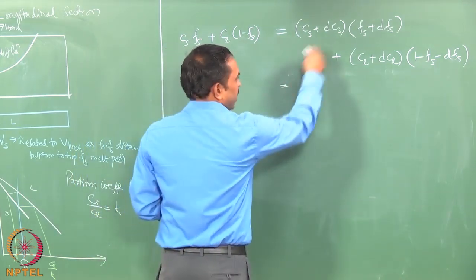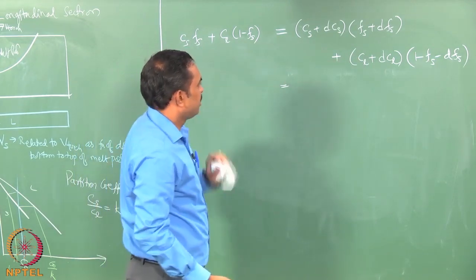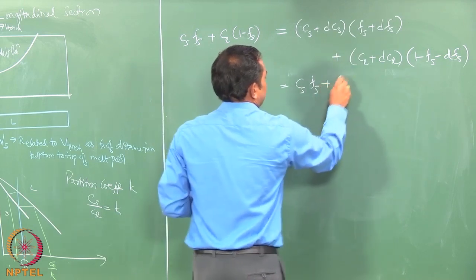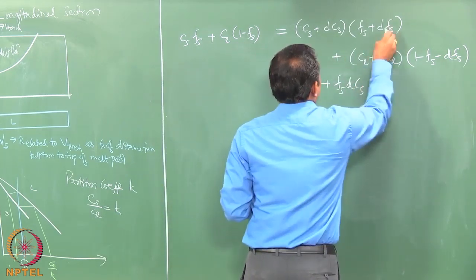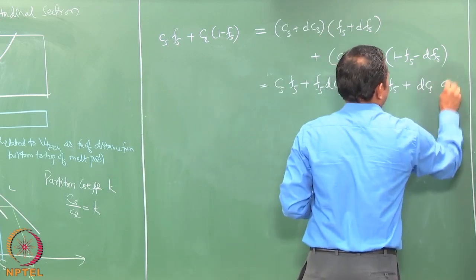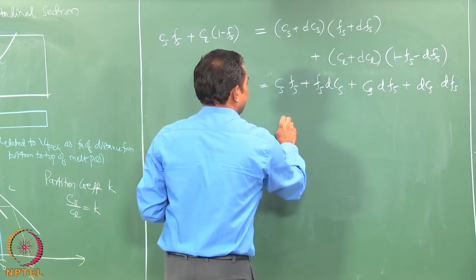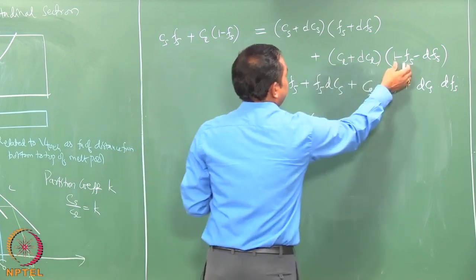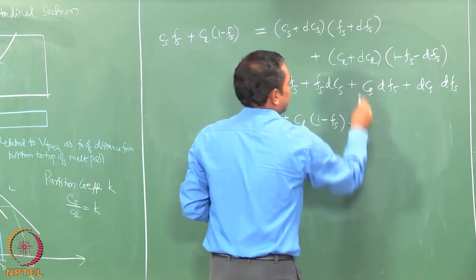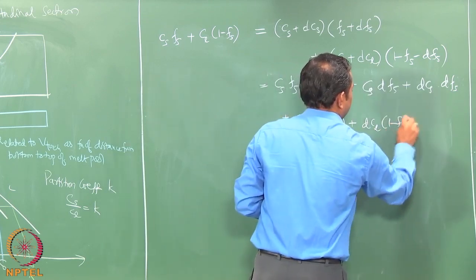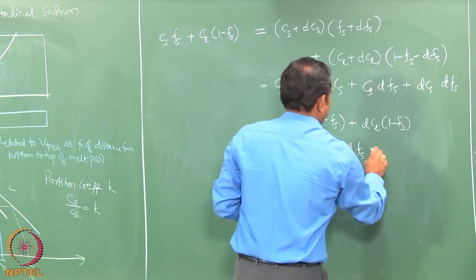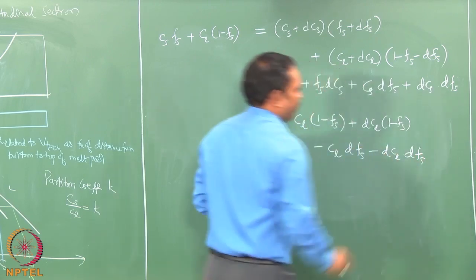Okay. So we would then expand only the right hand side, because we can see some cancellation that is possible. So we would then take only these terms and see. So CS into FS plus FS into DCS plus CS into DFS plus DCS into DFS, and then this again we'll write it as plus CL into, I intentionally keep 1 minus FS together so that I can cancel it later on, okay, and then plus DCL into 1 minus FS minus CL into DFS minus DCL into DFS, okay.